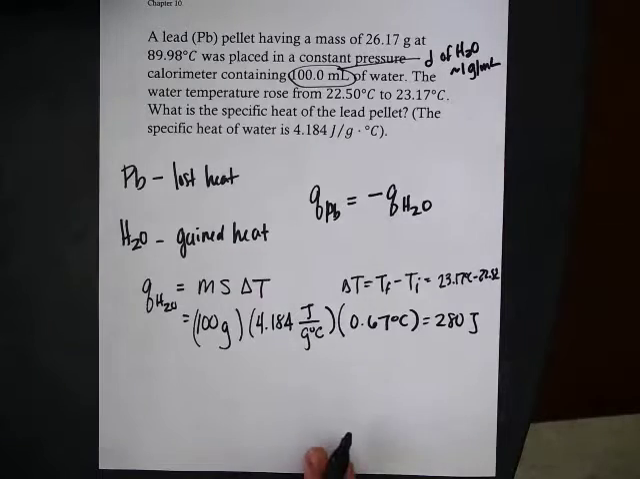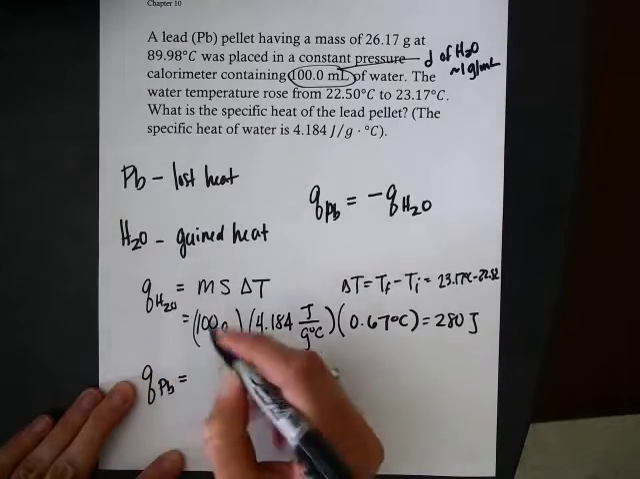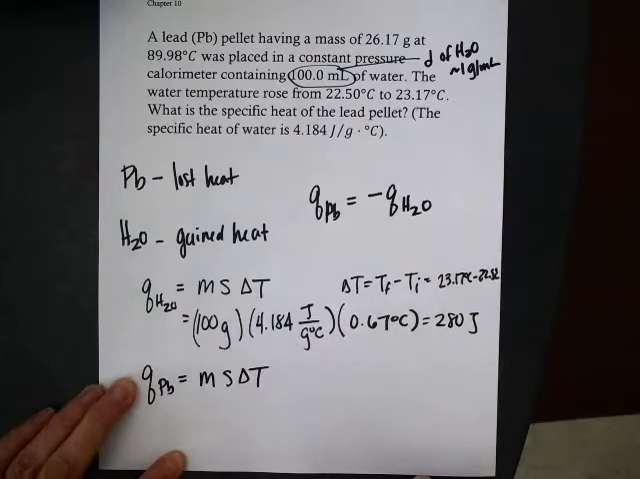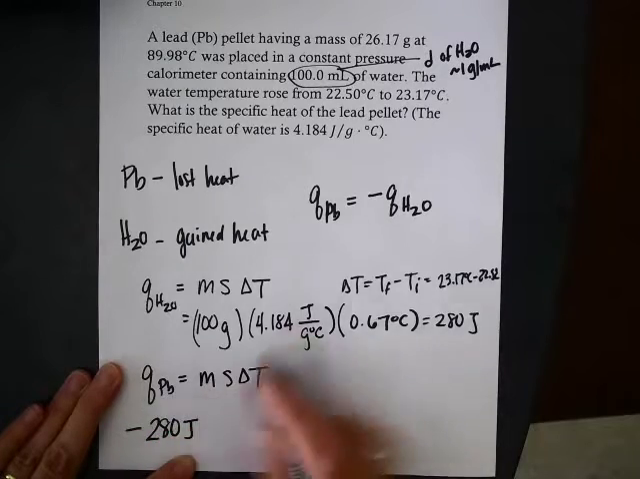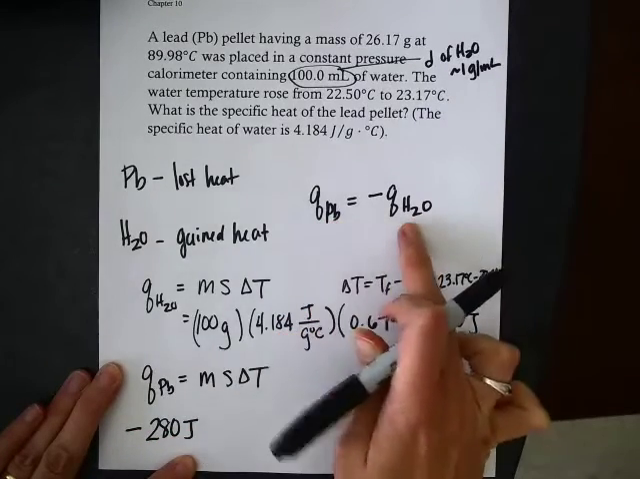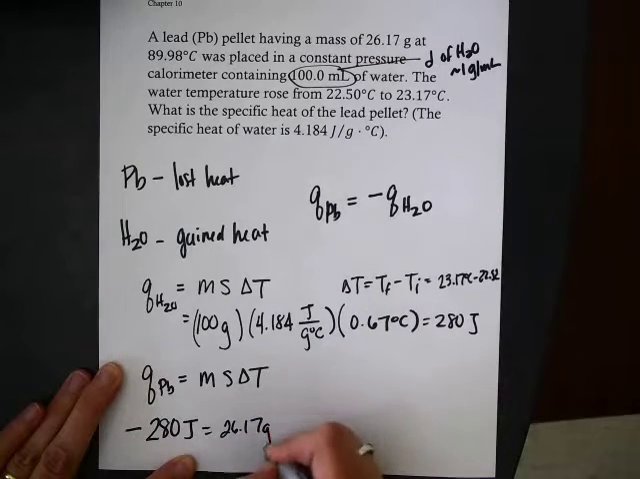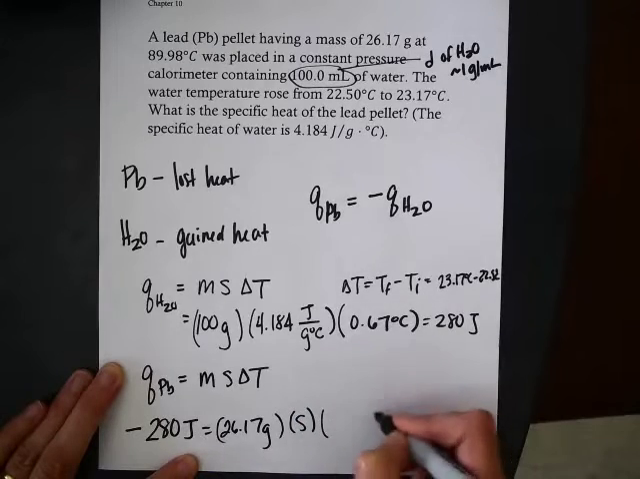If that's how much heat the water gained, then the lead must have lost the same amount. I'm going to use the same equation, m s delta T, but for the Q, I know the heat is negative 280 joules. And then the mass, it told me was 26.17. The s is what I'm looking for.